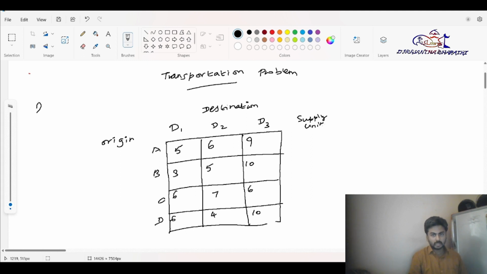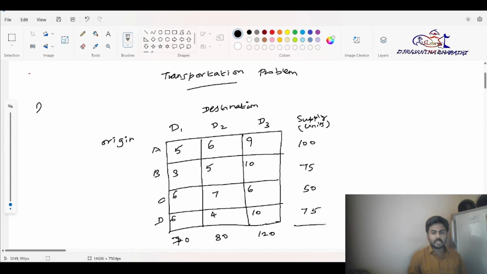The supply units are given by 100, then 50, then 100, after that 75, 100, 75, then 50 and again 75. Here you are having 70, then 80, then 120. So now you are having the origins A, B, C, D and destinations D1, D2, D3.